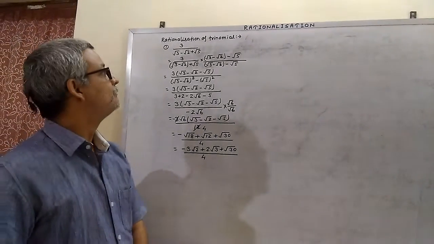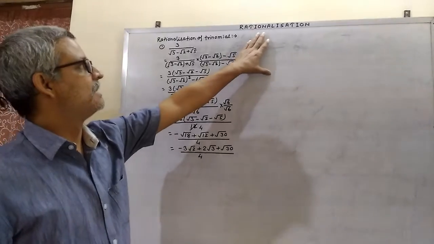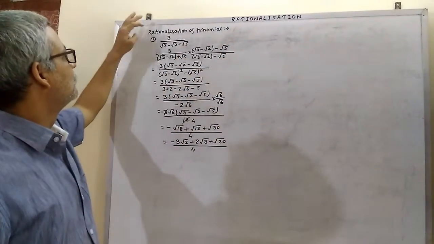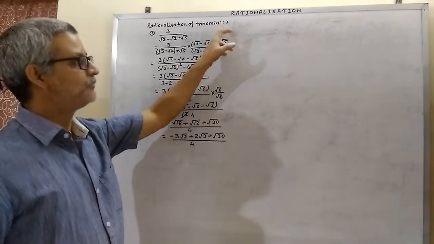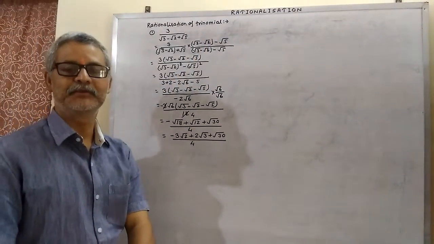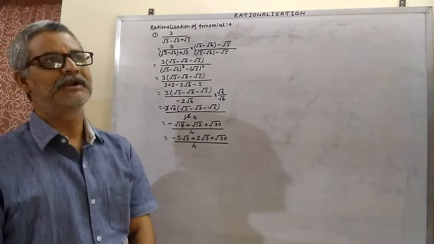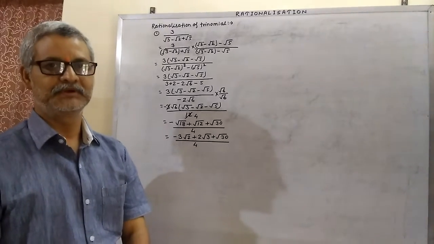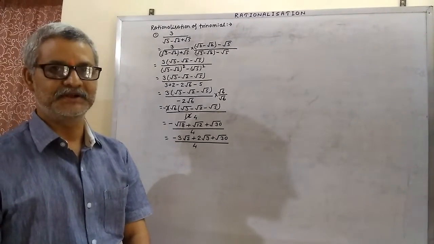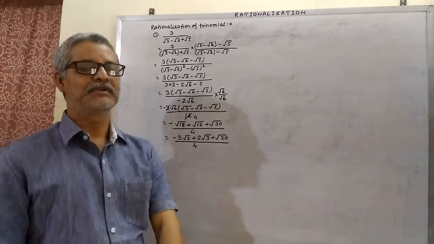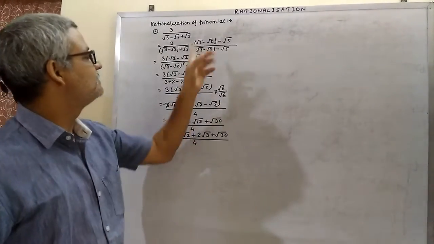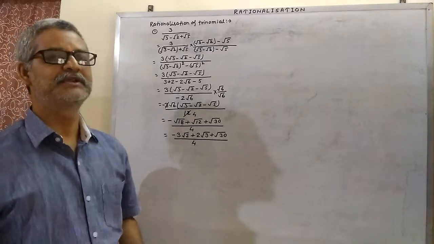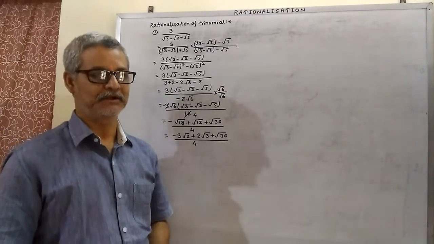Now today in the rationalization topic, I want to explain the rationalization of trinomial. Rationalization of trinomial means if the denominator has three terms, then how to rationalize it. Earlier, the rationalization of binomial was already explained. Now the rationalization of trinomial. Trinomial means three terms in the denominator.